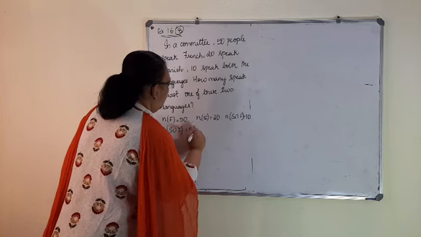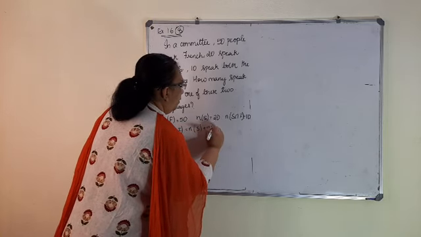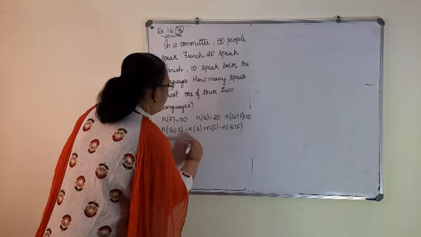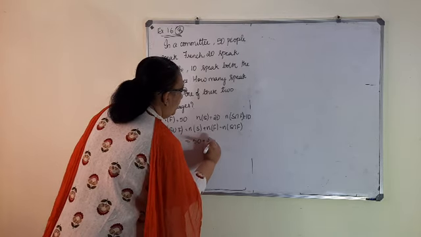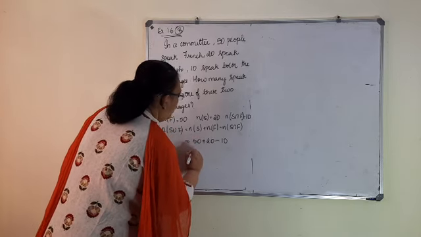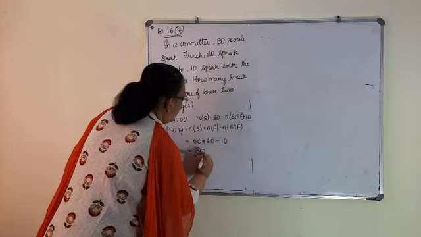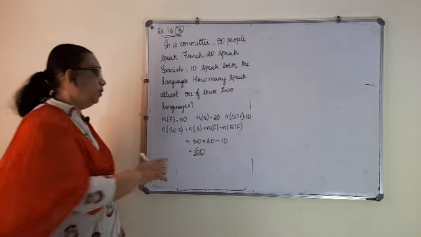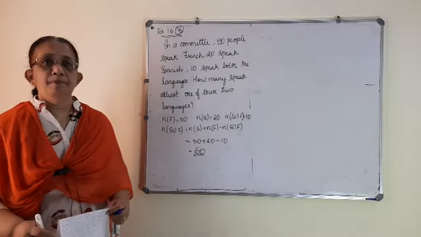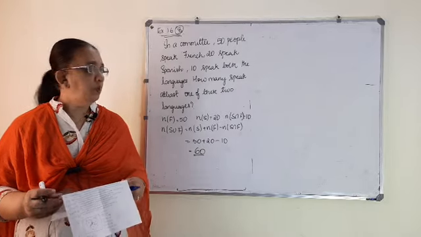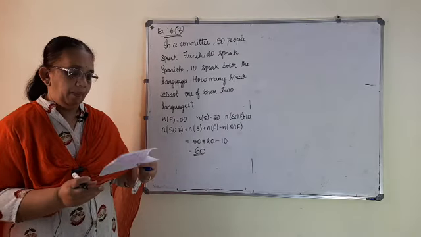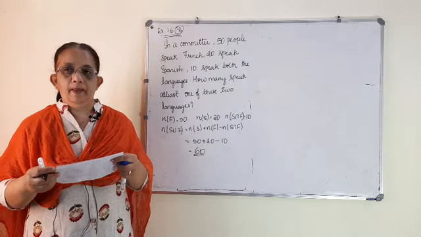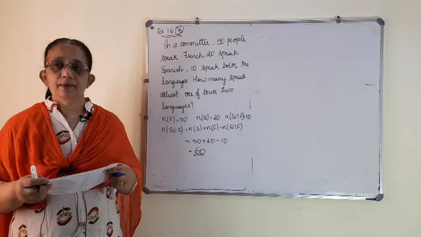It is equal to N of S plus N of F minus N of S intersection F, equal to 50 plus 20 minus 10. 70 minus 10 is equal to 60. So how many people speak at least one of these languages? At least one of these two languages is spoken by 60 people. It's a simple question. Okay, can we move on to the next question?